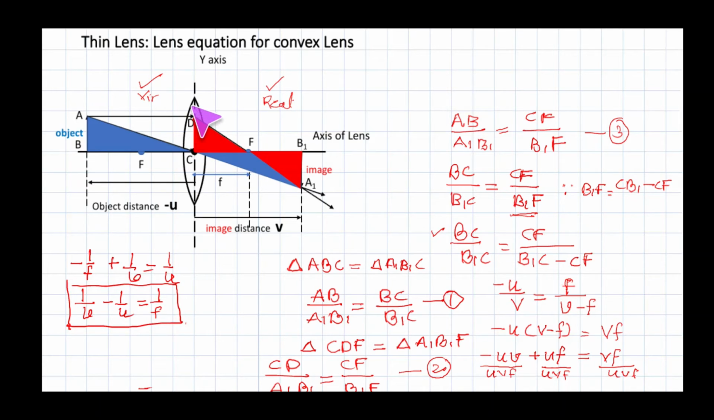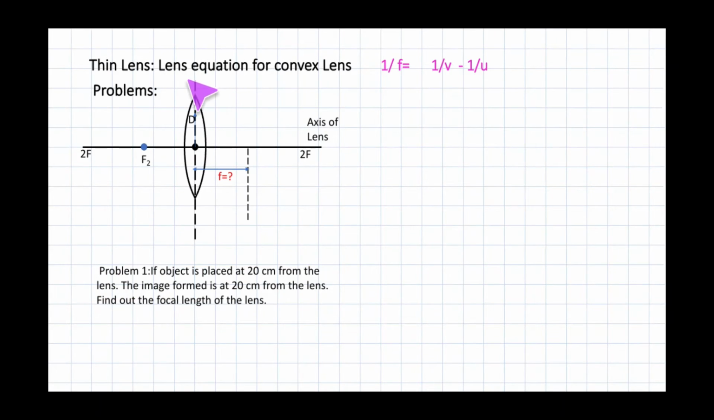Second, whatever be the type of lens, whether it is a convex lens or a concave lens, and whether the image formed is real or virtual, the relation between U, V and F is always the same. This is the equation by which these three terms are interconnected. Now friends, we saw the lens equation for a convex lens, that is 1 upon F is equal to 1 upon V minus 1 upon U. Now let us try some problems related to this.